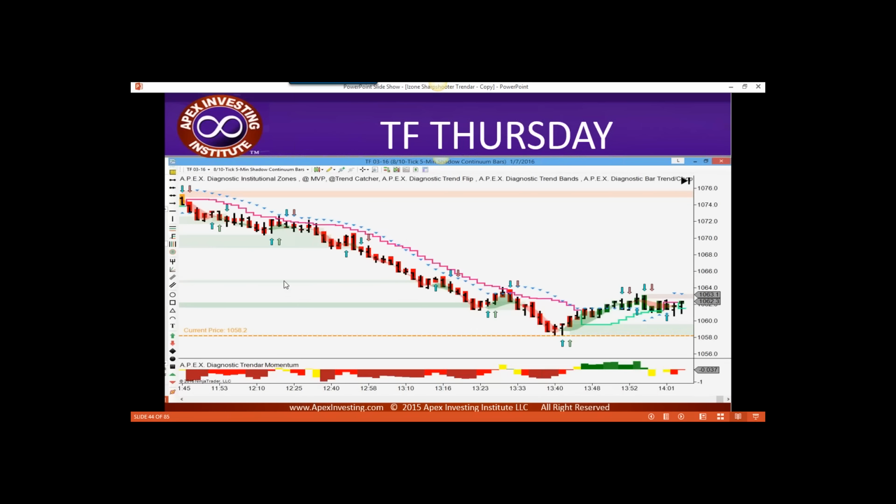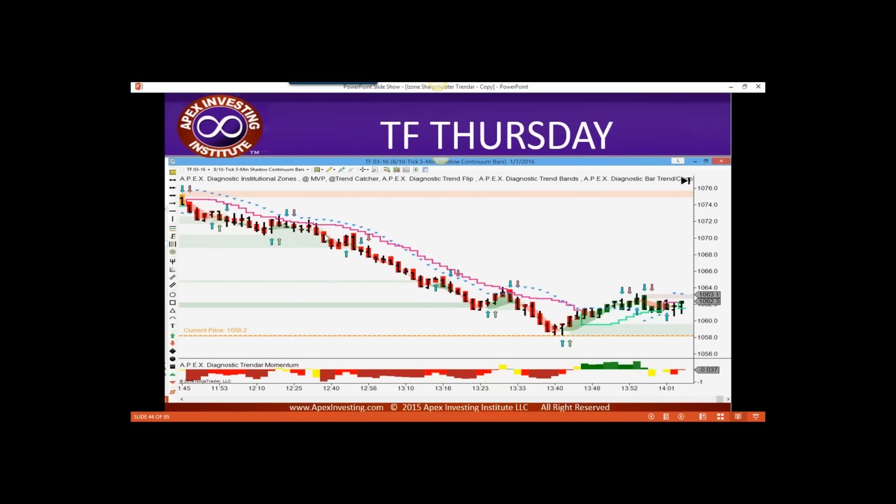$10 a tick. Very nice. Look at this morning around lunchtime. Boom, we're up here at this zone. What happens right here? Everything flips red. We got our trend catcher arrow, confirmation. Even this is down. We enter the trade.